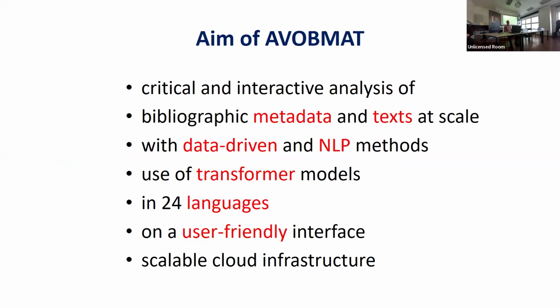So what is the aim of this software? The idea is to provide a critical and interactive analysis of both bibliographic metadata and text at scale. That is, you can explore large collections by using data-driven and natural language processing methods. You can use transformer models as well in 24 languages on a user-friendly interface. And we have a scalable cloud-based infrastructure.